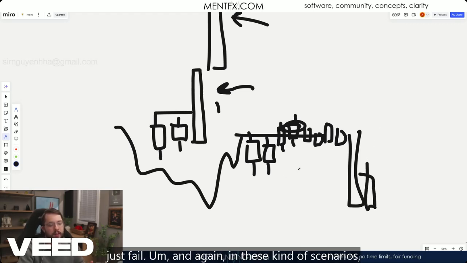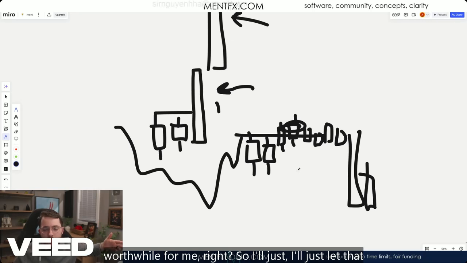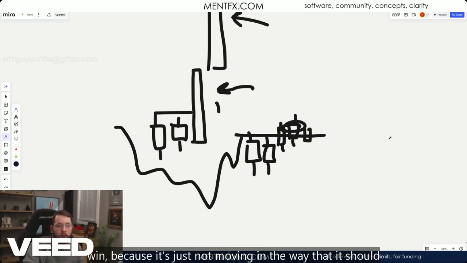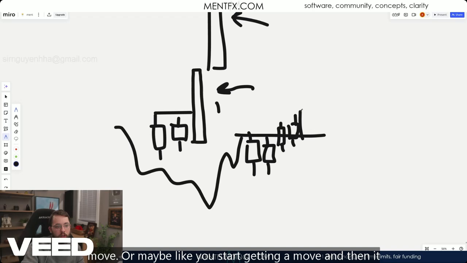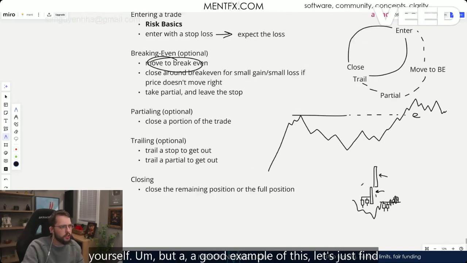And again, in these kinds of scenarios, because I leave the luck to the gods, it's not worthwhile for me. So I'll just let that thing become a break even at either a small loss or a small win, because it's just not moving the way that it should move. Or maybe you start getting a move and then it starts fizzling, and you're like, okay, I'm not going to be in this, because again, fizzled markets tend to fizzle more. And you'll see this for yourself.